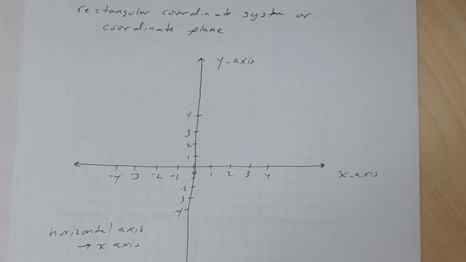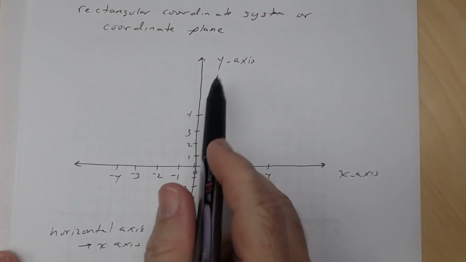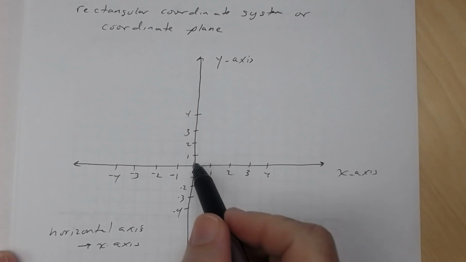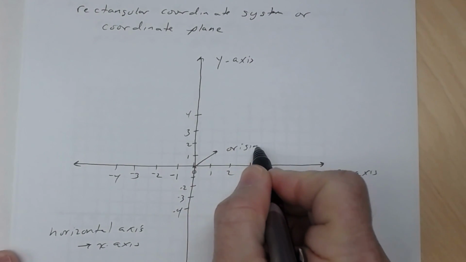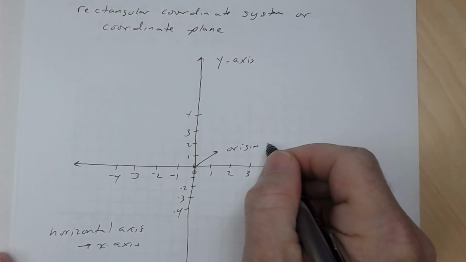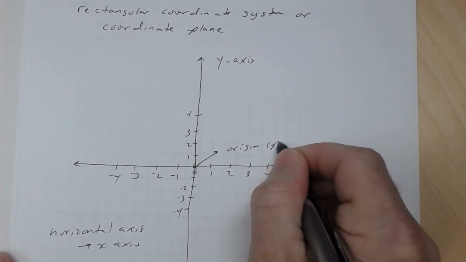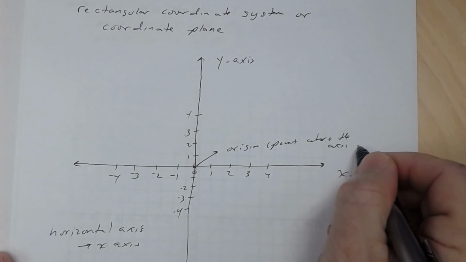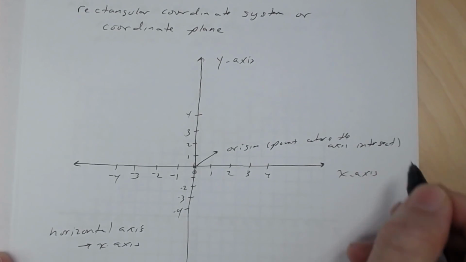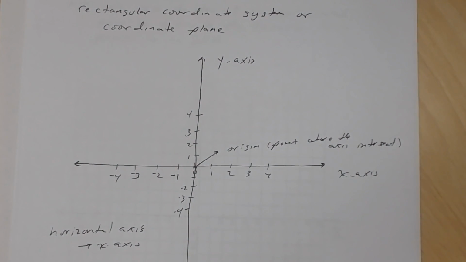Now, notice that the x and y-axis both intersect at 0. 0 on the x-axis, 0 on the y-axis. That's called the origin. So the origin is the point where the axes, both the x-axis and the y-axis, intersect. That's a point of intersection.